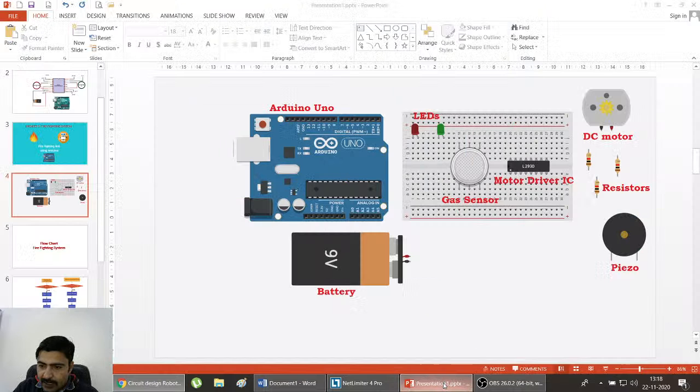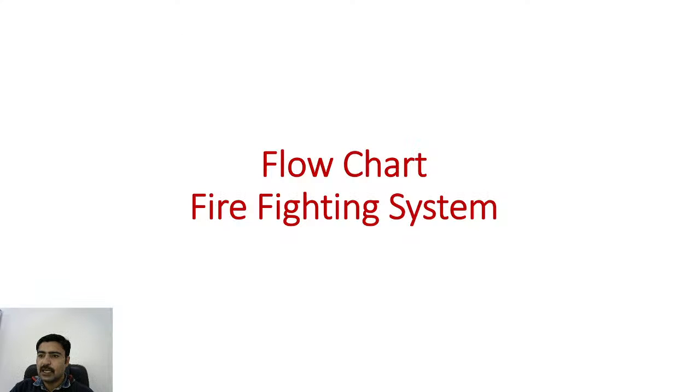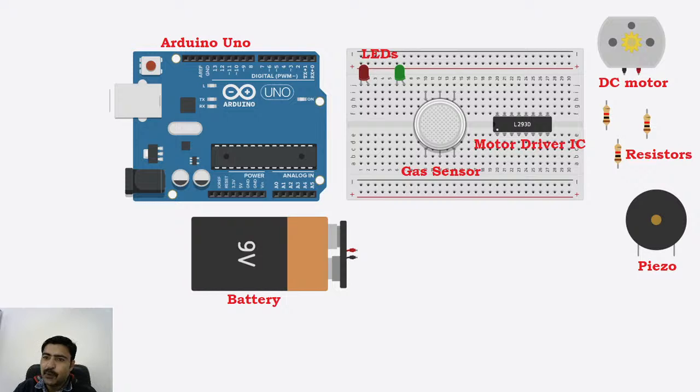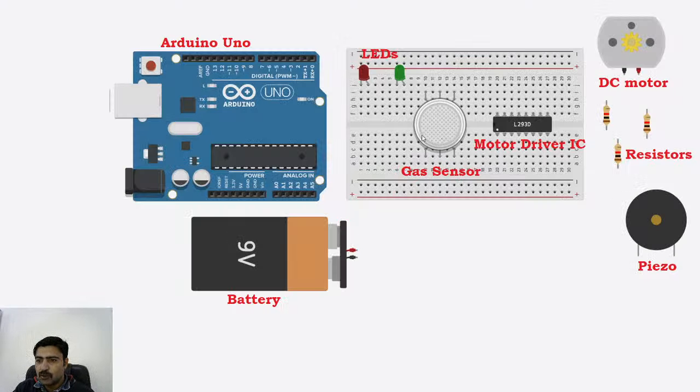Okay, now moving to the projects which we are allotting you. The first project is a firefighting system, where you need to use one Arduino board, one gas sensor to sense the concentration of gas, one motor which is used as a pump, a piezo for alarming, and one L293D IC to drive this motor.